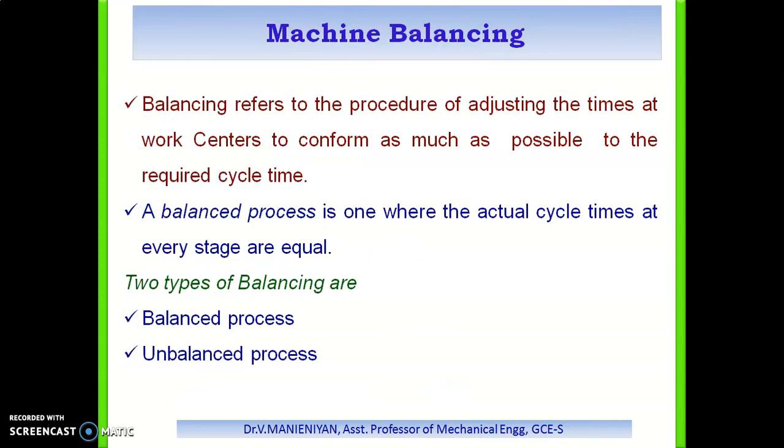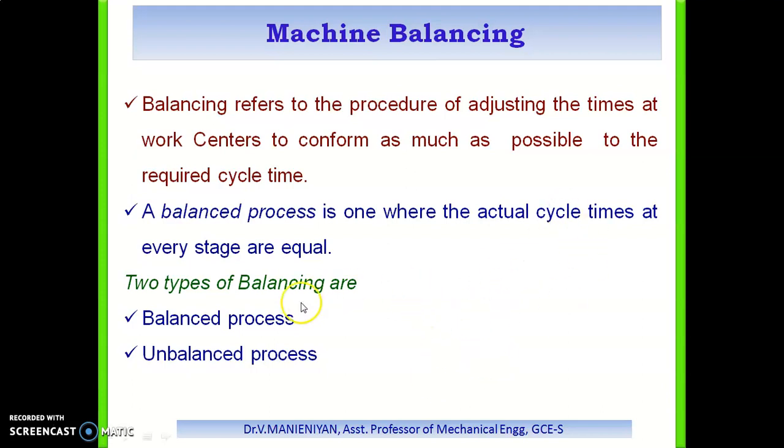The next one is called machine balancing. Machine balancing means adjusting the production at the work centers to conform, as much as possible, to the recorded cycle times. Otherwise, a balanced process has actual cycle time at each stage equal. This is similar in job shops where many product routings are involved. Our goal is a balanced process, so it will be discussed.